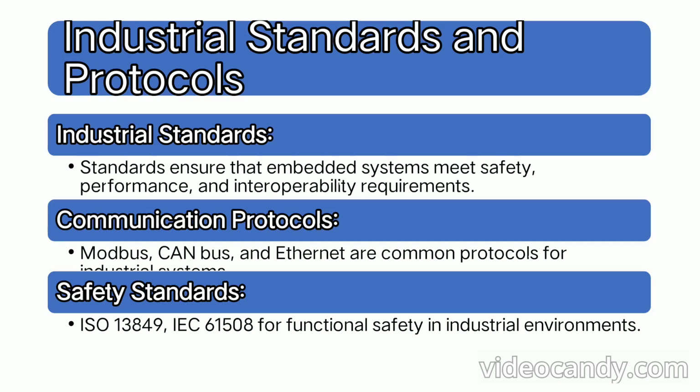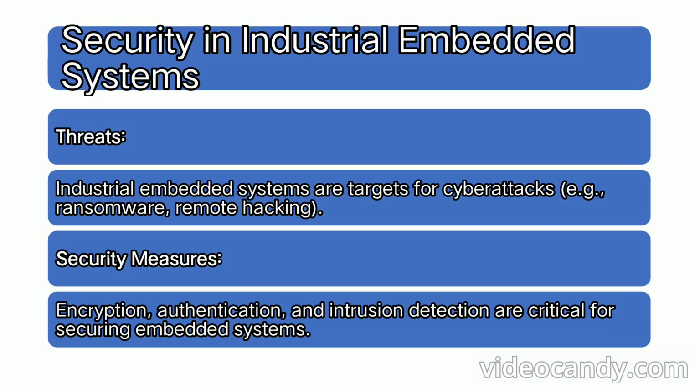One by one we can see. Industrial standards ensure that embedded systems meet safety, performance, and interoperability requirements. In communication protocols, Modbus, CAN bus, and Ethernet are common protocols for industrial customers. In safety standards, ISO and IEC for functional safety in industrial environments.